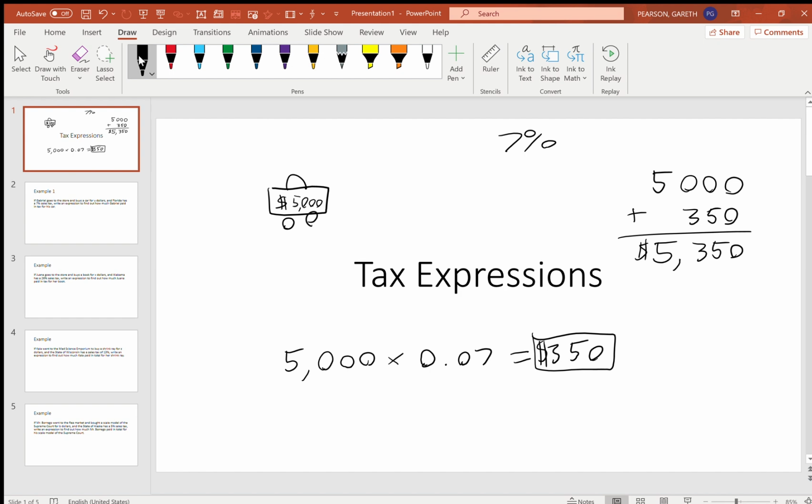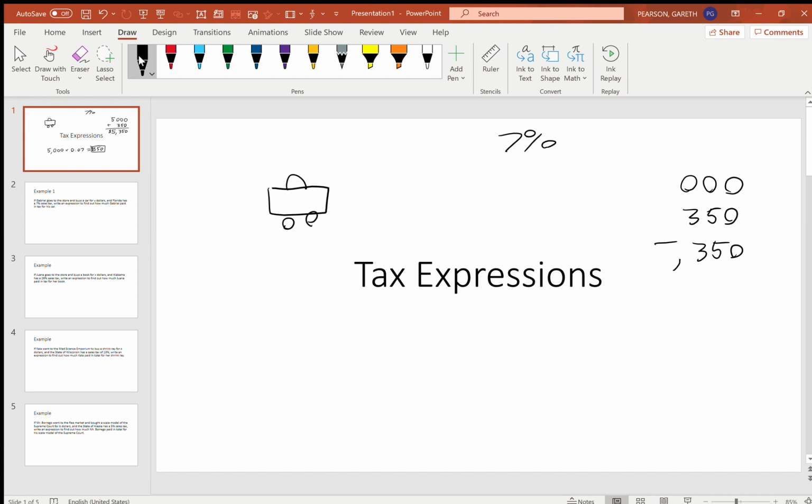But sometimes you won't get the initial amount of the car. They won't tell you how much the car costs. So instead of asking you to give them a number, what they're asking you to do is give them an expression. This is how it works. Let's go to our first example.